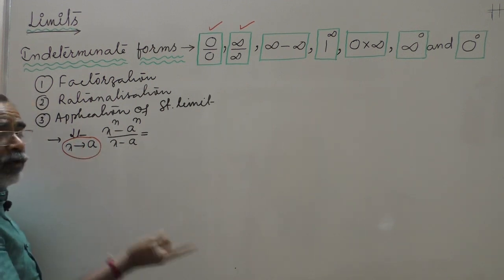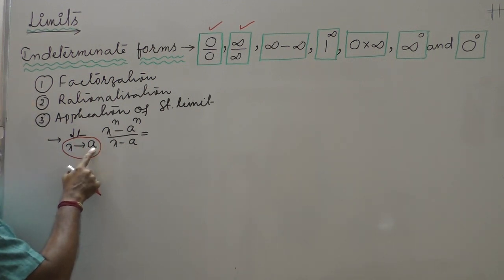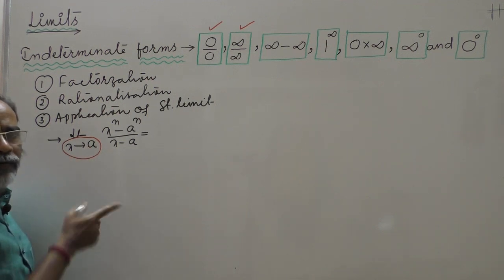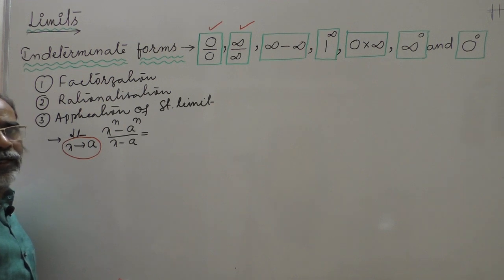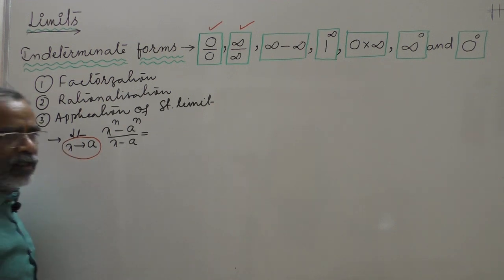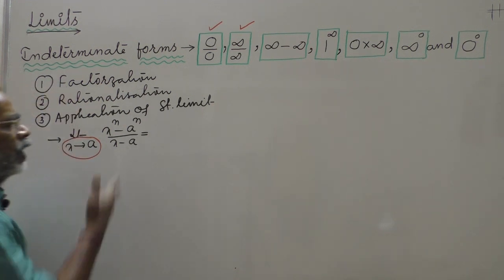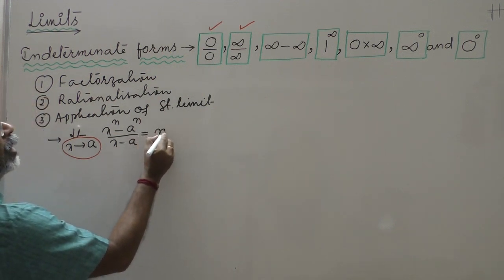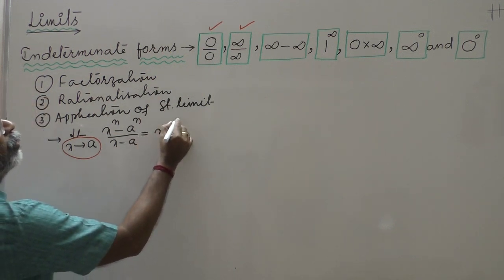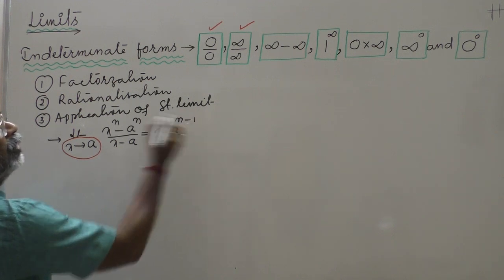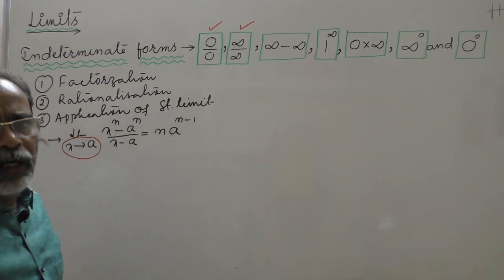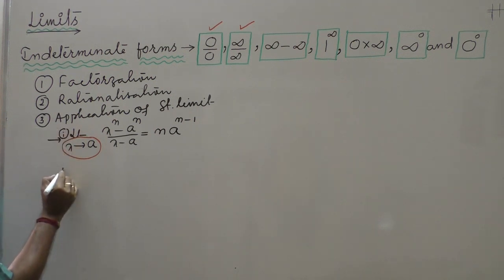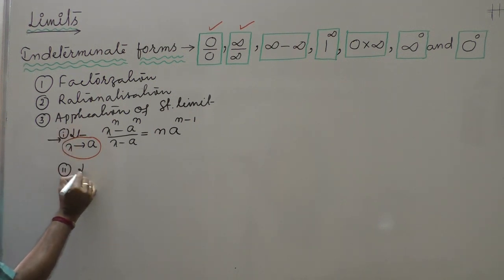We are getting an indeterminate form because there is a common factor. What is that common factor? When x is tending to a, you take the number a onto the left side. What will be the factor? x minus a. So that is the common factor. If you cut that common factor, then you will get the limit. This standard limit says that its limit value is n into a power n minus 1. This is number 1.